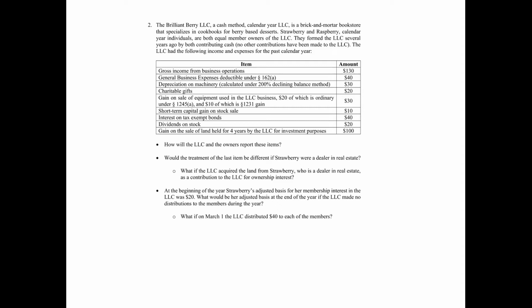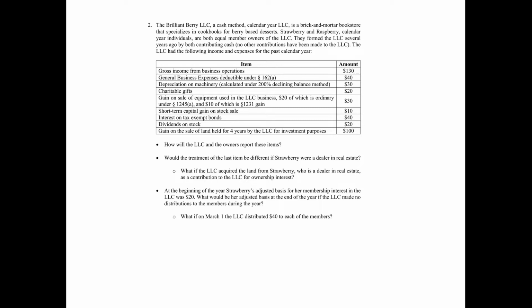Problem 2, partnership operations. Brilliant Berry LLC, a cash method calendar year LLC, is a brick and mortar bookstore that specializes in cookbooks for berry-based desserts. Strawberry and Raspberry, calendar year individuals, are both equal member owners of the LLC. They formed the LLC several years ago by both contributing cash. There are no other contributions that have been made to the LLC.